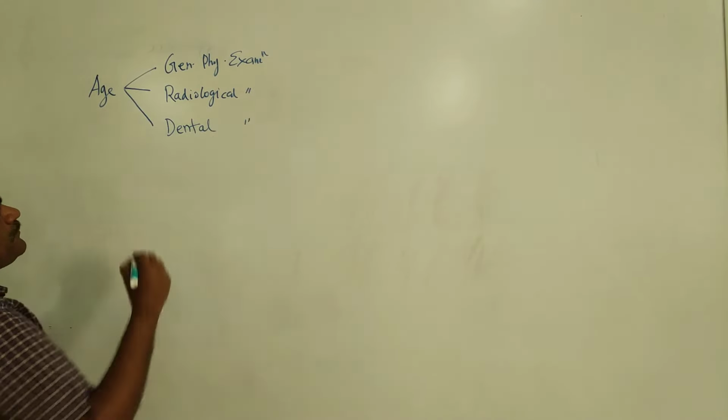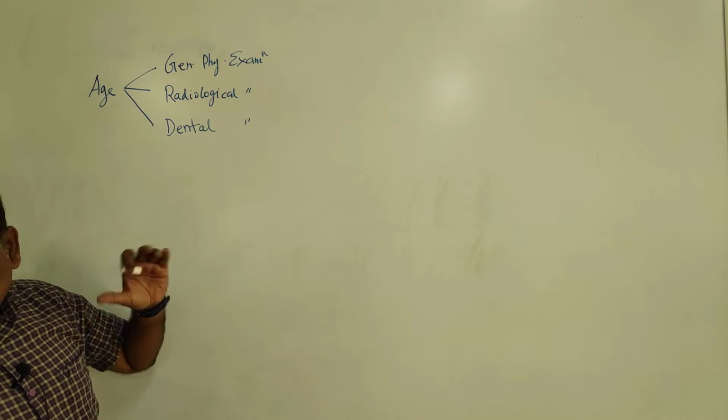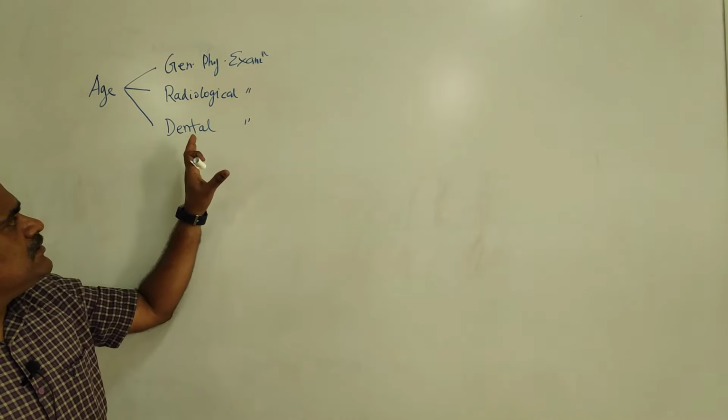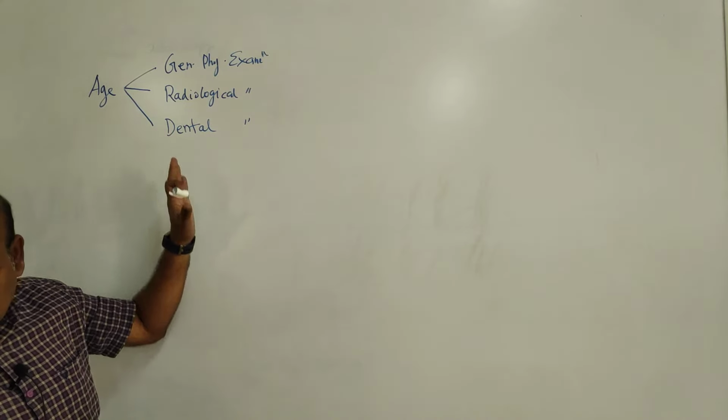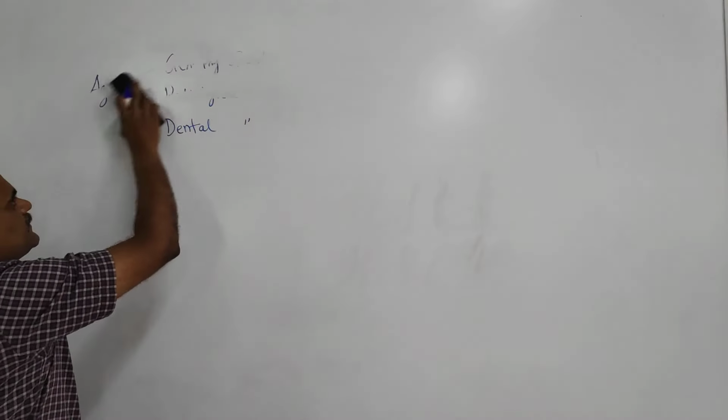So, after doing all these three methods, the medical officer finally arrives at the age which is the narrowest range possible. Okay, it has to be given only in ranges whenever the age is given.